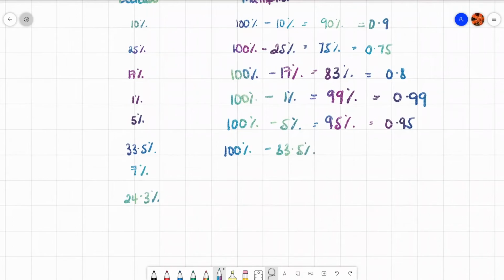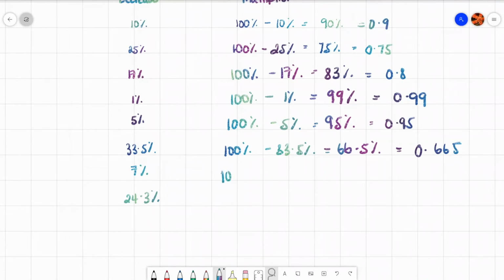And it was 66.5%. Now, this is the tricky bit where people get a bit confused. That as a decimal is, obviously, you've got to divide that by 100, haven't you? So make sure you do that. You just don't divide it by 10. The answer would be 0.665. So if you were decreasing a number by 33.5%, the decimal that you multiply with would be 0.665.